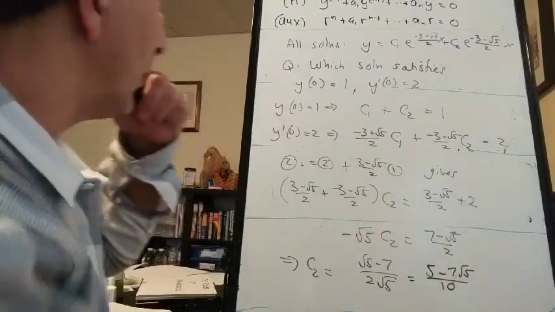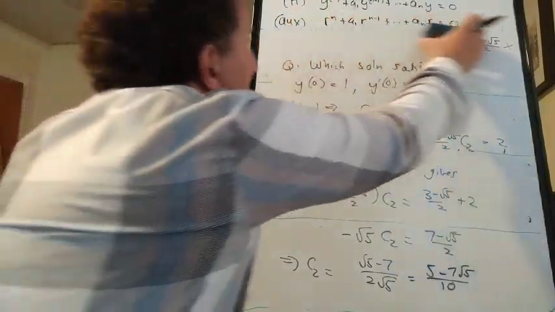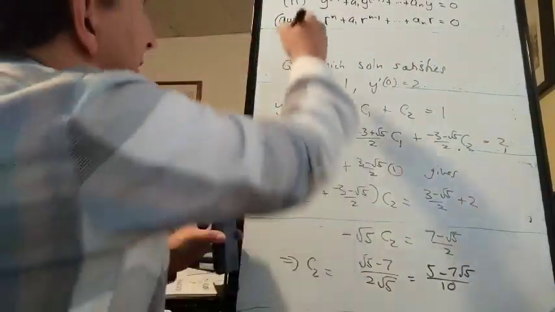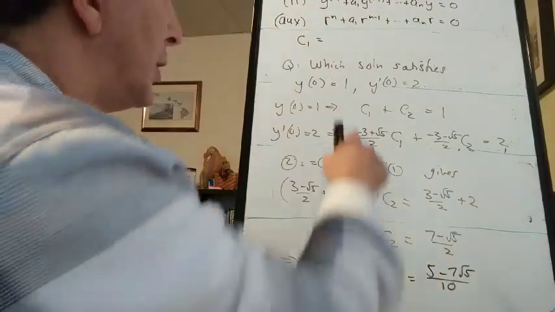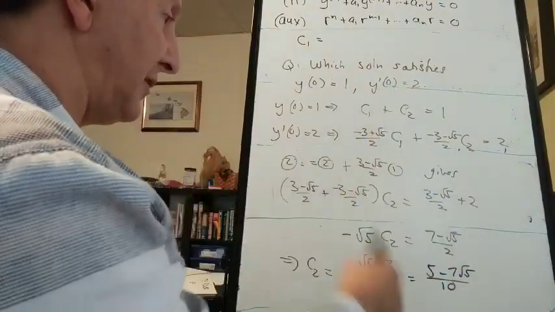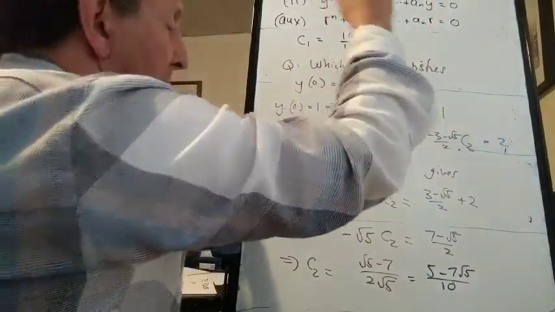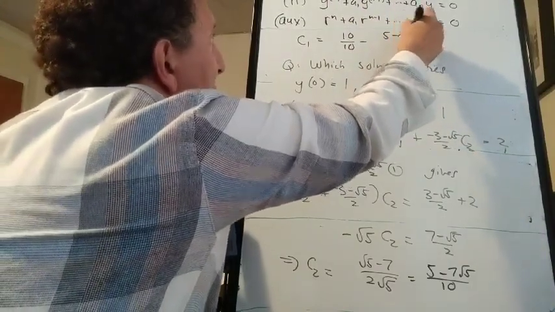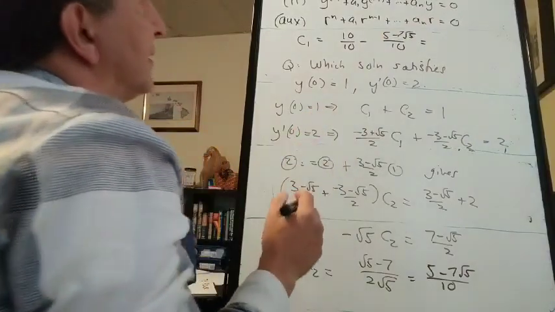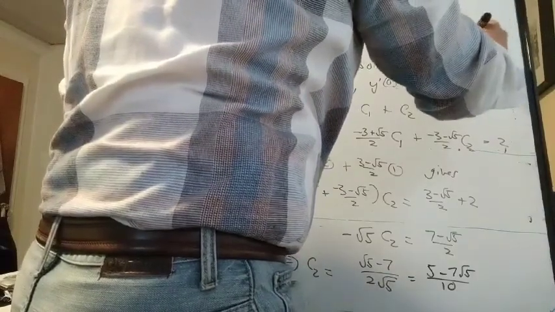c1 plus c2 equals 1. So that means that c1 equals 1 minus that, which is 10/10 minus 5 minus 7 root 5 over 10, which is 10 minus 5 is 5. So 5 plus 7 root 5 over 10.